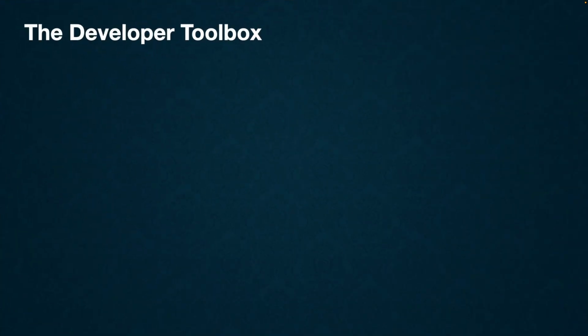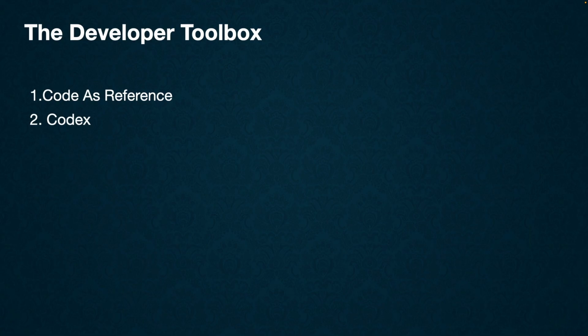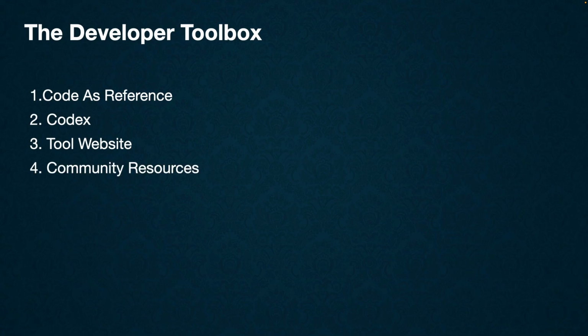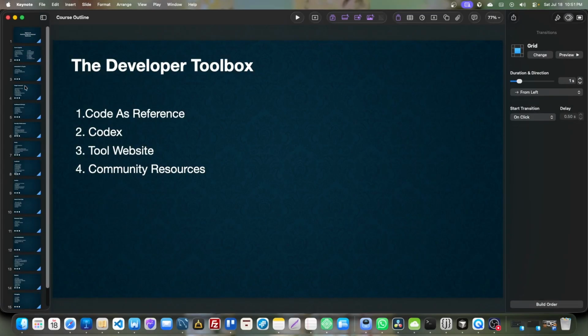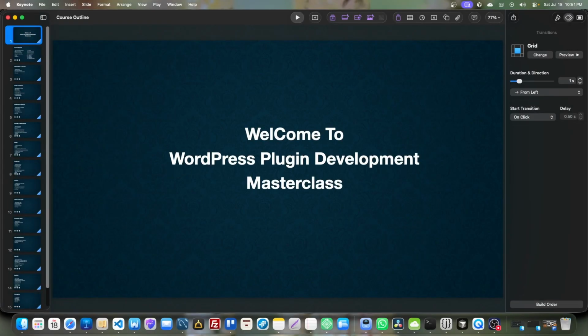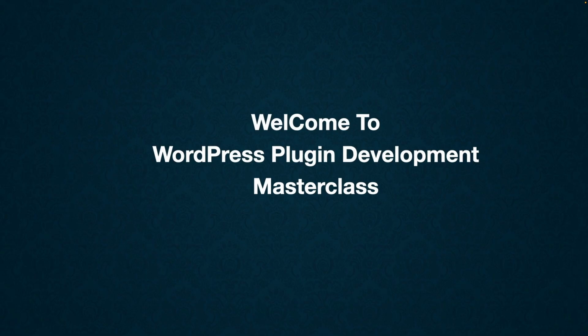The last, the developer toolbox. So in this developer toolbox we will show some code as a reference. You will see how you will use the codex as a reference, what are tool websites, community resources. We will discuss some community resources, so this is WordPress.